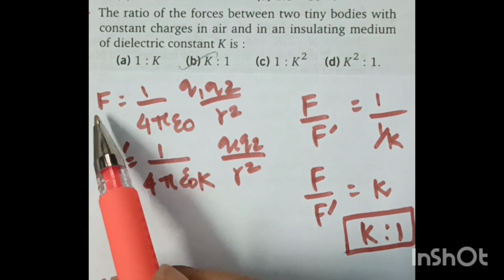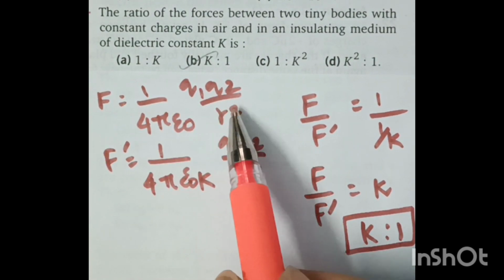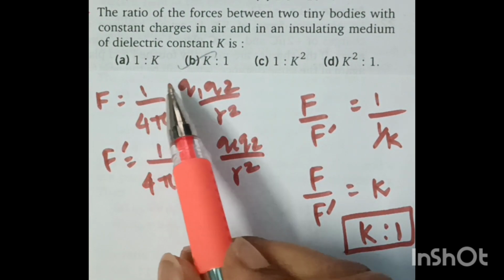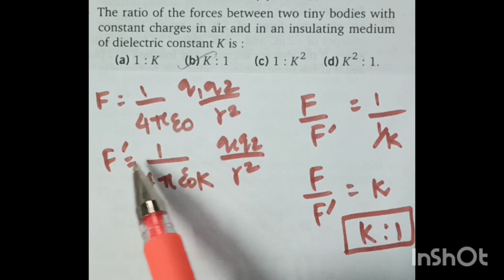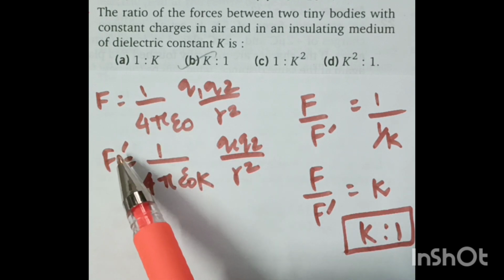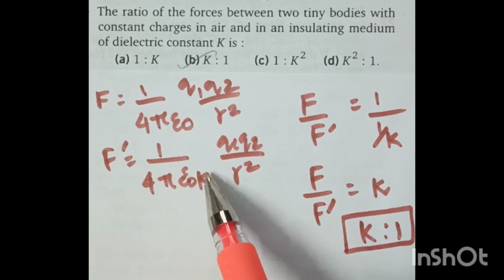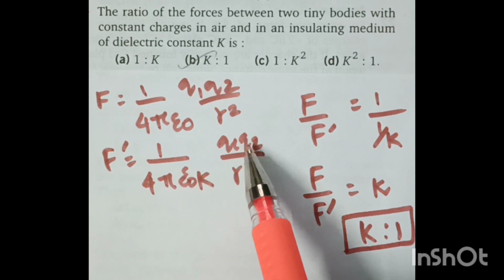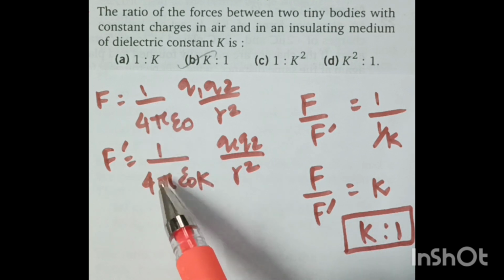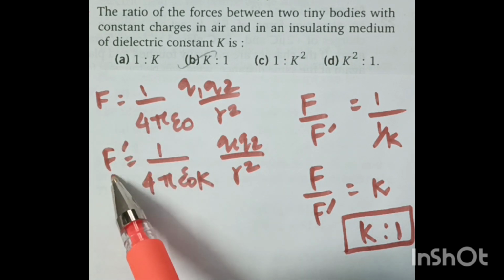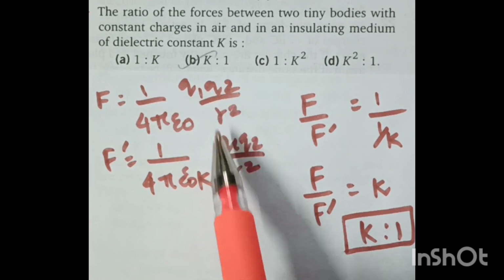So in the first case, F is equals to K Q1 Q2 by R square. We are substituting the value of K, that is 1 by 4 pi epsilon naught. And if it is F dash, that is the force in certain medium, that is 1 by 4 pi epsilon naught into K, where K is the dielectric constant, Q1 Q2 by R square. So if we are dividing these two, F by F dash, then we have to divide this one also.